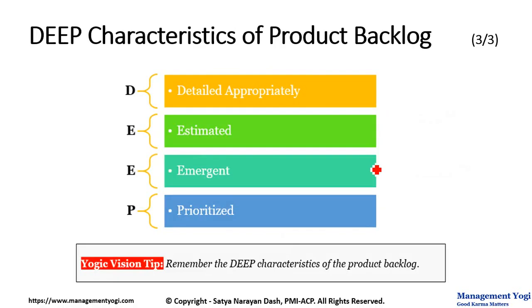To recap, the DEEP characteristics of product backlog. D, detailed appropriately. E, estimated. Next E, emergent. And the final P is prioritized. Related to it, I have a tip which is telling you, remember the DEEP characteristics of the product backlog.